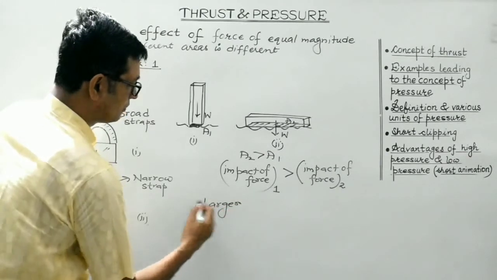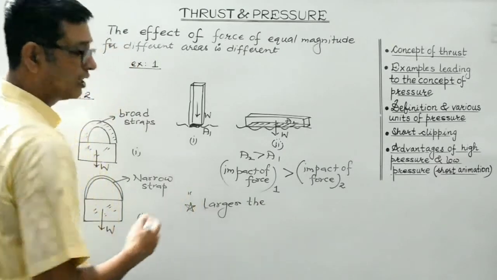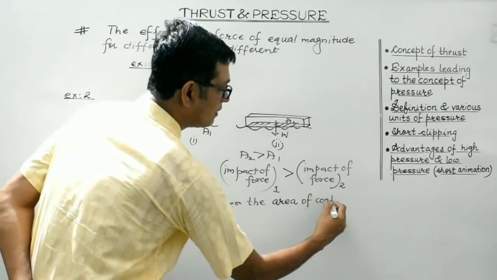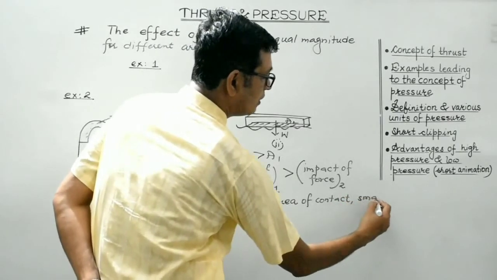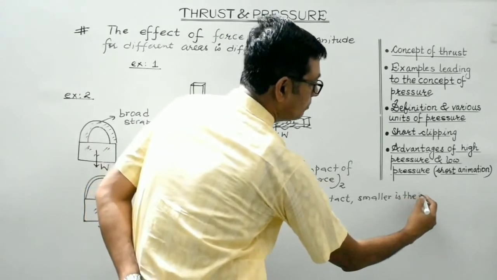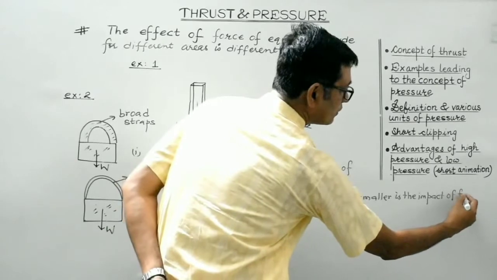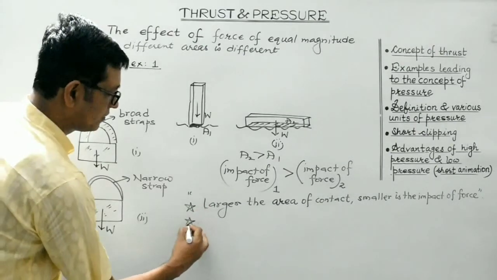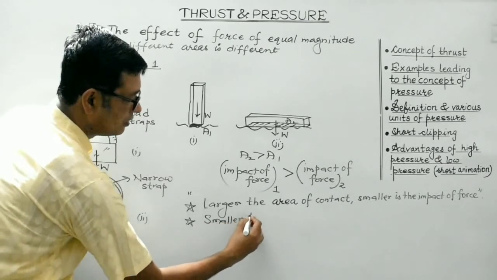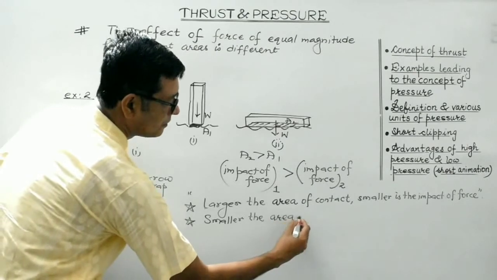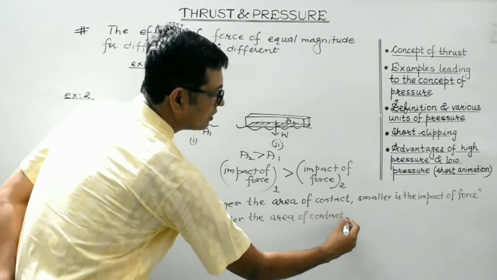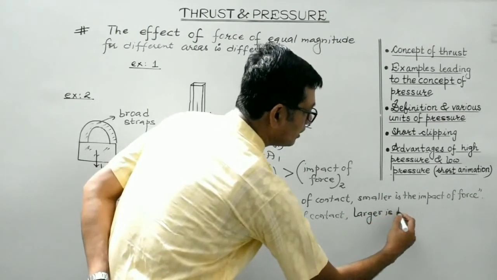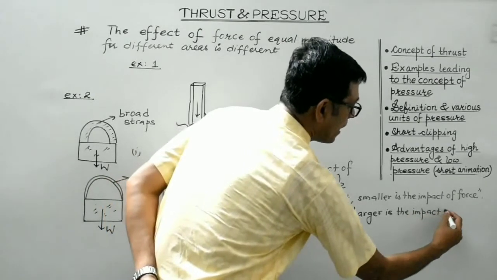Larger the area, this is a very, very important conclusion, students. Larger the area of contact, smaller is the impact of force. Right? While on the other hand, vice versa, smaller the area of contact, larger is the impact of force.